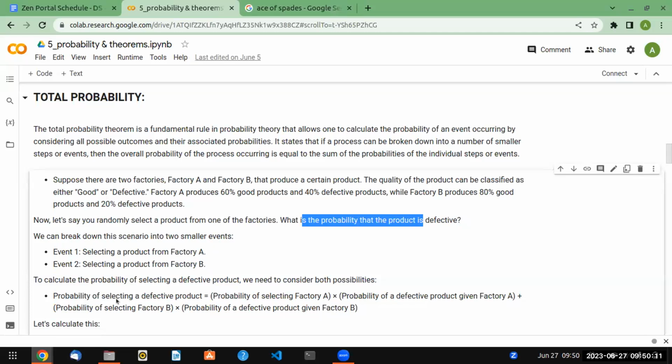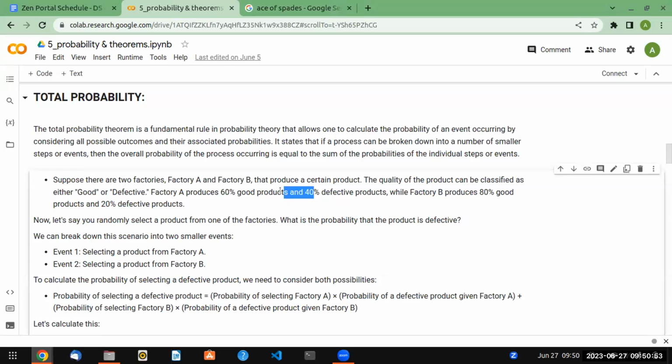Now, what is the probability of selecting a defective product from factory A? Here it is already given to you: 0.4. But you also have to multiply by the probability of choosing factory A. Please think about it. Probability of 50% maybe. Correct.